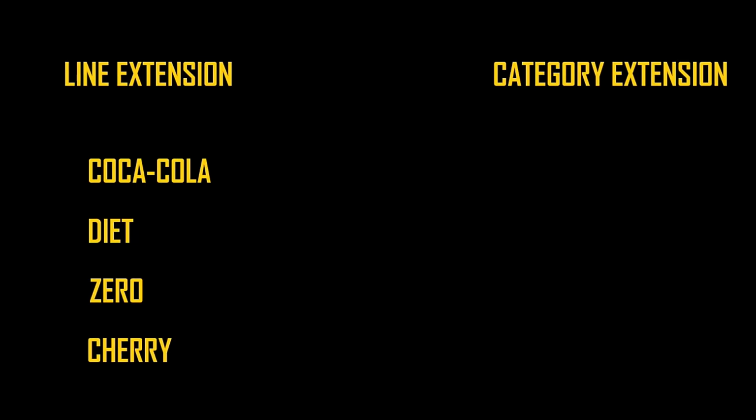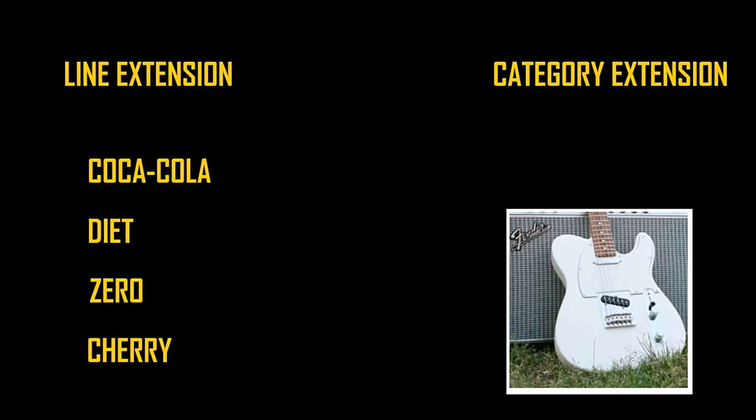Category extension is when you are making a new product for a completely new market. An example will be Fender headphones or earbuds. They are well known for their guitars. After a while, they started selling earbuds. There are a lot of examples out there, but I am talking about Fender in this case because in my opinion, it is a very good example of category extension.